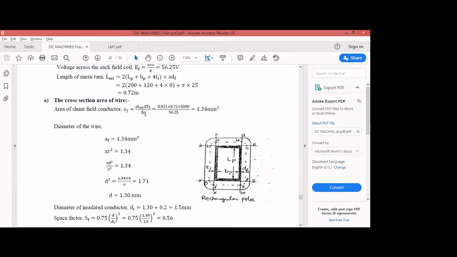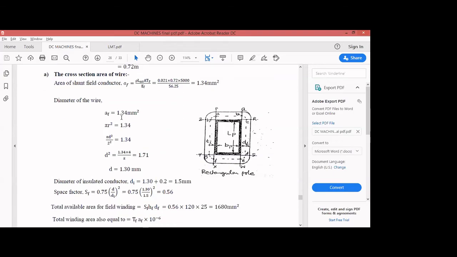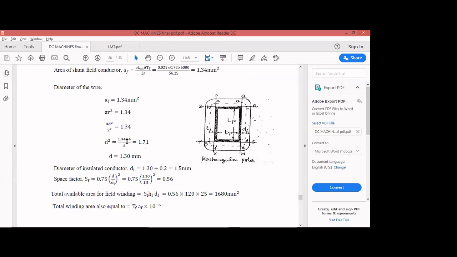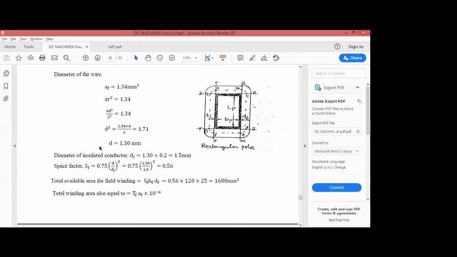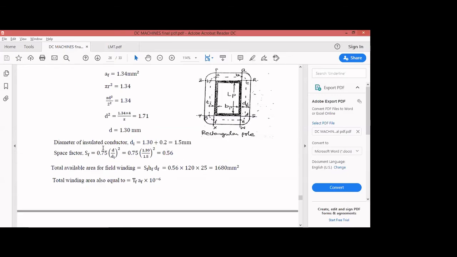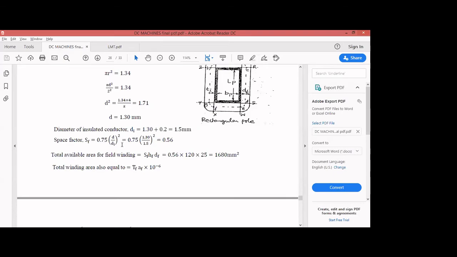Next, find out the cross-sectional area of the wire. AF is equal to rho LMT ATF by EF. Substitute the values. ATF is 5000 ampere. What we got here? 1.34 mm square. Diameter of the wire: AF is equal to 1.34 mm square, equals pi by 4 D square. So D square is equal to 1.34 into 4 by pi, and D is equal to 1.30. So the diameter of the bare conductor is 1.30 mm. But in the problem, it has given insulation of 0.2. Diameter of insulated conductor DI is 1.30 plus 0.2, which is nothing but 1.5 mm. Space factor 0.75 times D by DI whole square, that is 0.75 times 1.30 divided by 1.5 whole square. What we got here? 0.56.